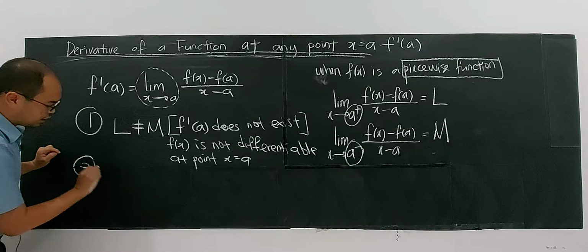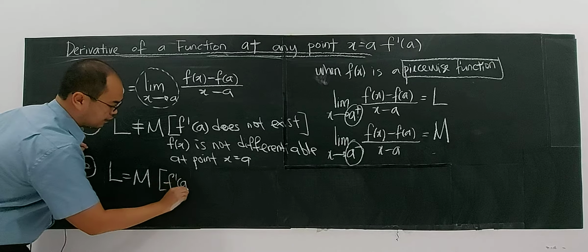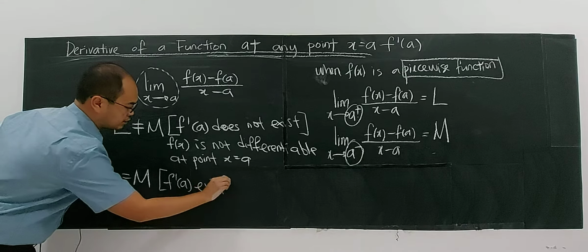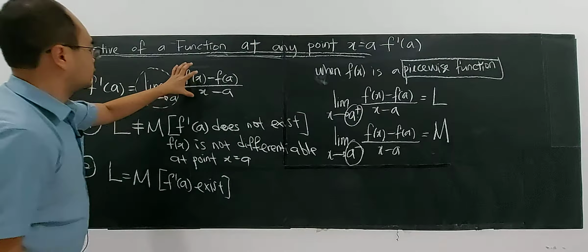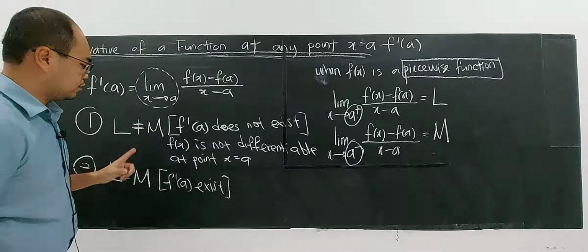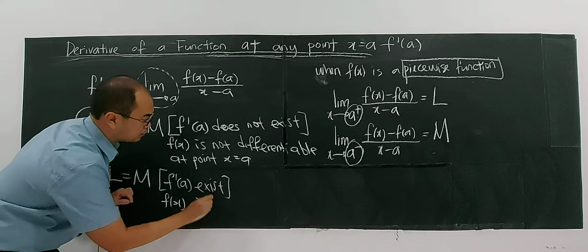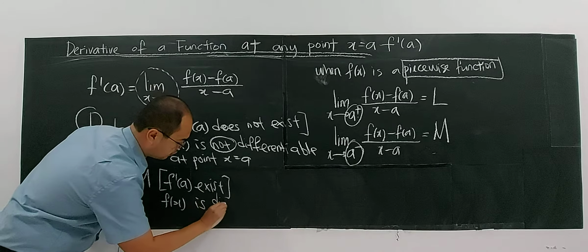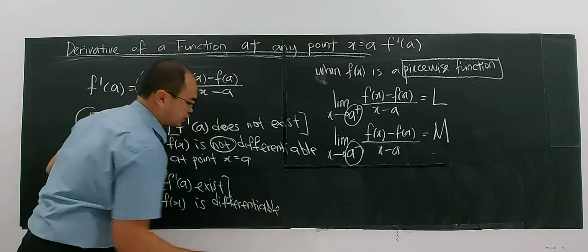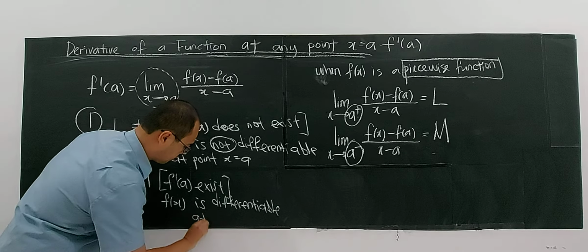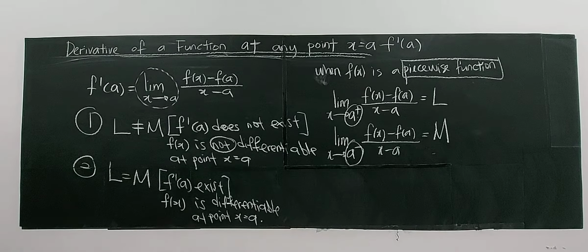Secondly, what if L equals m? We say that f prime a exists. Why does it exist? Because the right and the left values are the same, which means the limit as x approaches a exists. Or we can say that f(x) is differentiable at the point x equals a. This is not differentiable; this is differentiable. This is a very important concept.